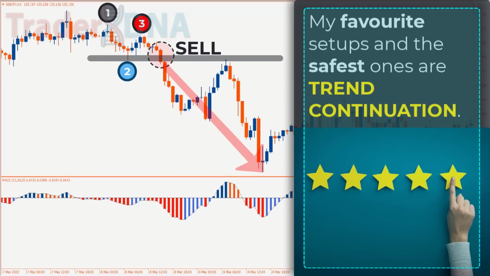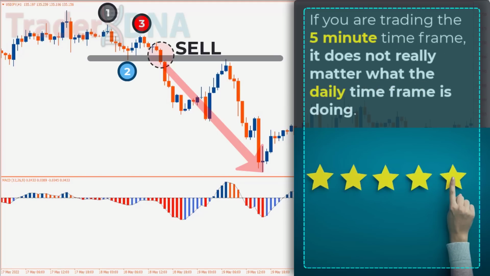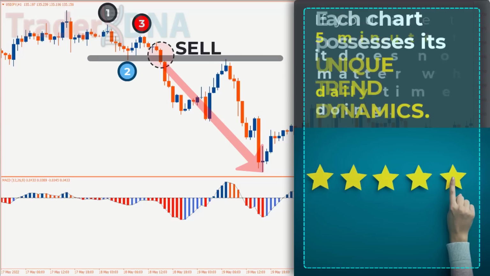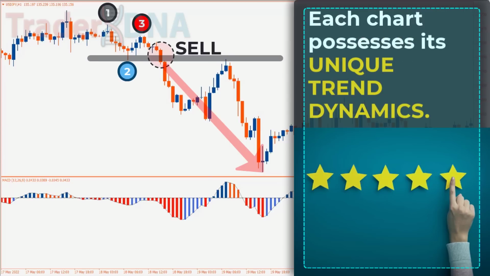Since this strategy is tailored for scalping and day trading, it's essential to focus on the short-term trend and trade accordingly. Long-term trend analysis isn't necessary because the goal is not to engage in long-term trading. For instance, when trading on a 5-minute time frame, the activity on the daily time frame becomes less relevant. This distinction is crucial as each chart possesses its unique trend dynamics. In this context, our objective is to trade from one swing to the next by aligning with the short-term trend, ensuring that we're positioned on the correct side for the subsequent swing.